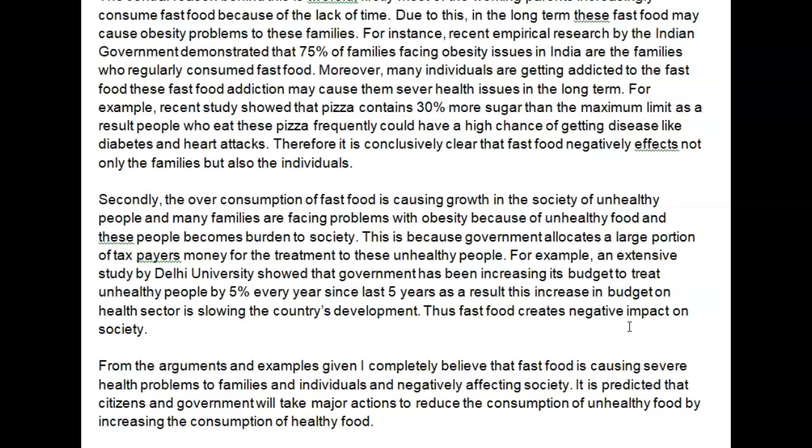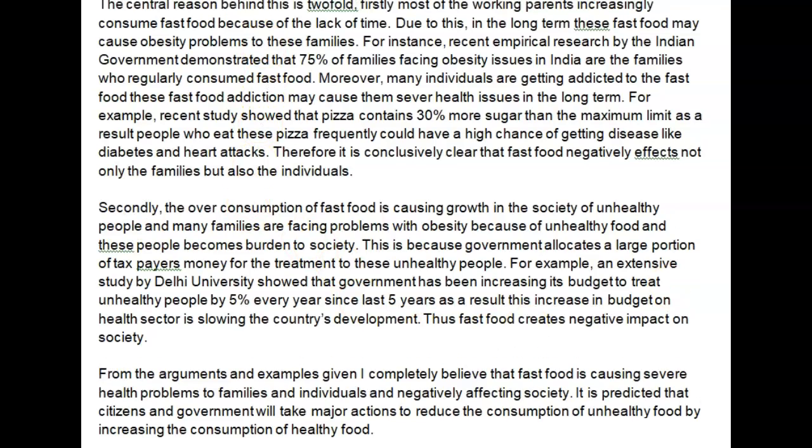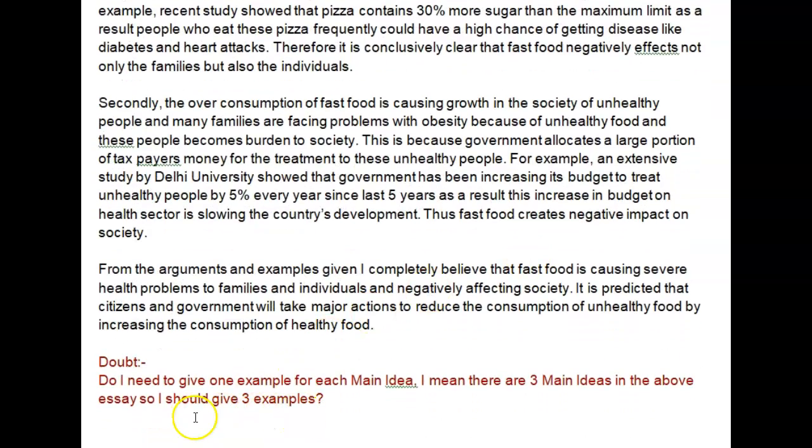Okay, good. Here you talked about society. I think your examples were excellent. Work on the grammar. Let's talk about your conclusion, and then I'm going to address your doubt, and then we're going to address your introduction. From the arguments and examples given, I completely believe that fast food is causing severe health problems to families and individuals and negatively affecting society. It is predicted that citizens and government will take major actions to reduce the consumption of unhealthy food by increasing the consumption of healthy food. Okay, fine, good. One example for each main idea.